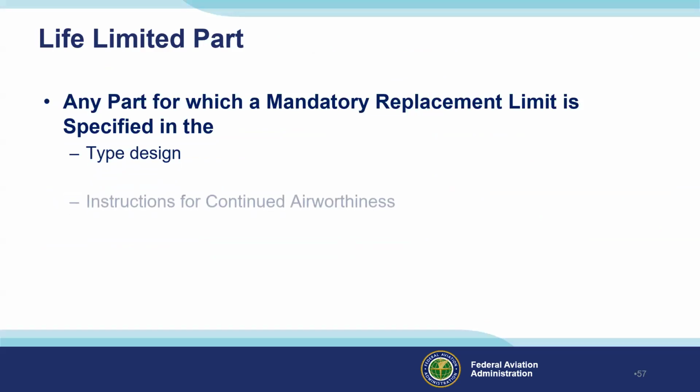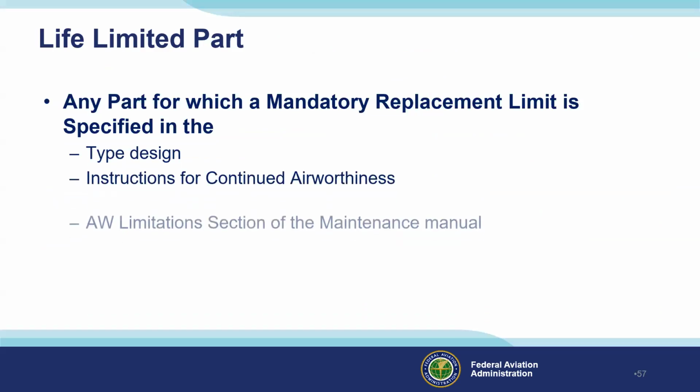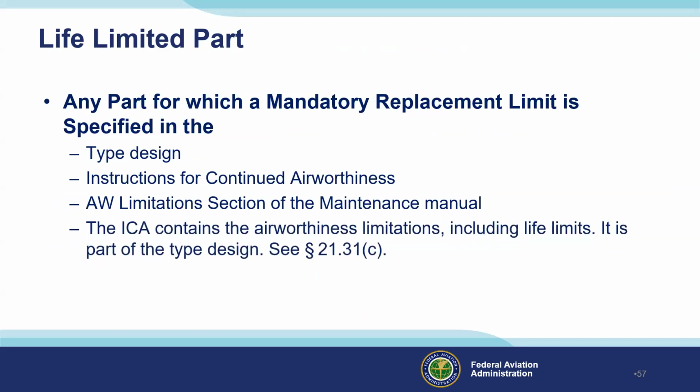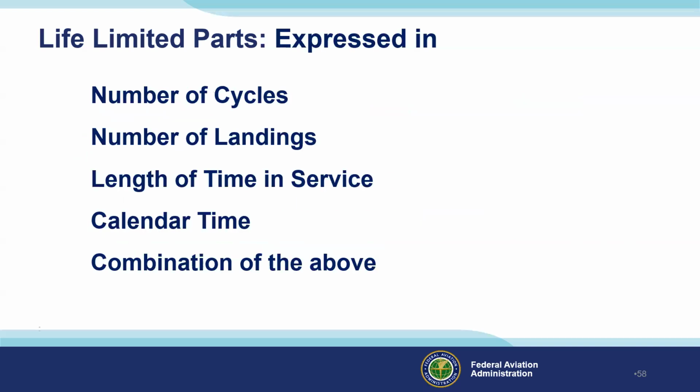A little bit about life limited parts. Any part for which a mandatory replacement limit is specified in the type design, the ICA, or the airworthiness limitations section of the maintenance manual. The ICA contains the airworthiness limitations, including life limits, and it's part of the type design. Life limit can be expressed in cycles, the number of landings, length of time in service, calendar time, or a combination.